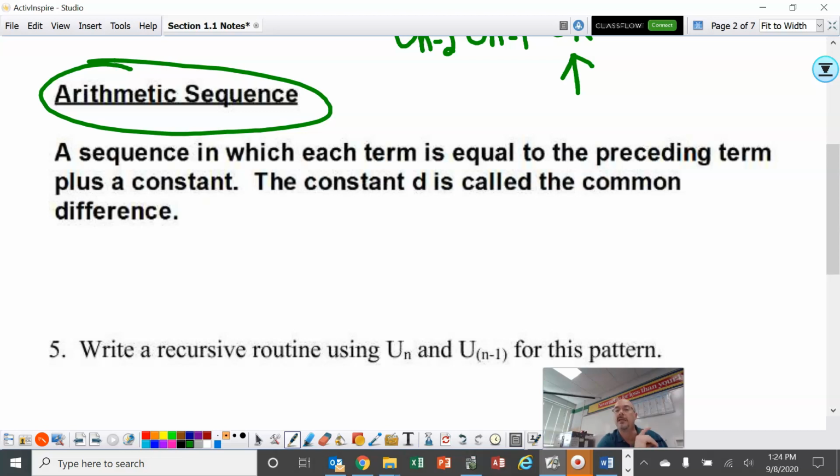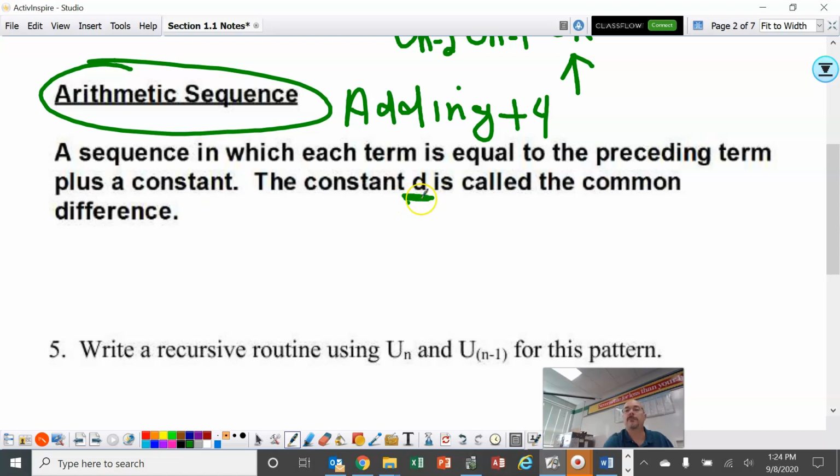Okay, so this is an arithmetic series, ladies and gentlemen. It's an arithmetic sequence because we are adding. And we were adding 4 each time. So the d, known as the common difference, is what we're adding. We're adding 4.